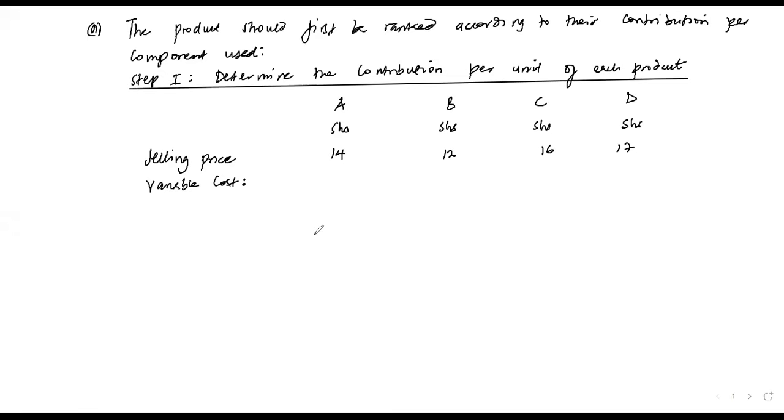We add the component costs and then the other, because the component is a direct material which is used to do production of these products, then plus the other variable costs. So here I have 11. This is also 11. This is 12. And then D is also 12.